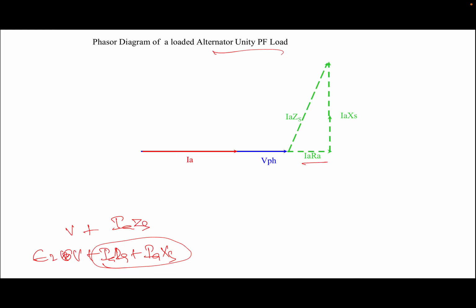So this instead of IaRa, IaXs. I guess there is no need to repeat again here. The same phasor diagram we discussed just two days ago. So for a unity power factor, what is the phase angle here? 0. That's why I am drawing Ia in the same phase here.